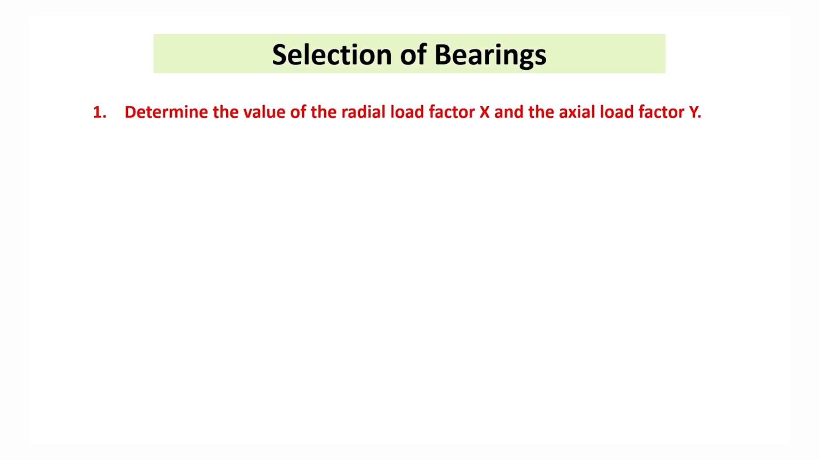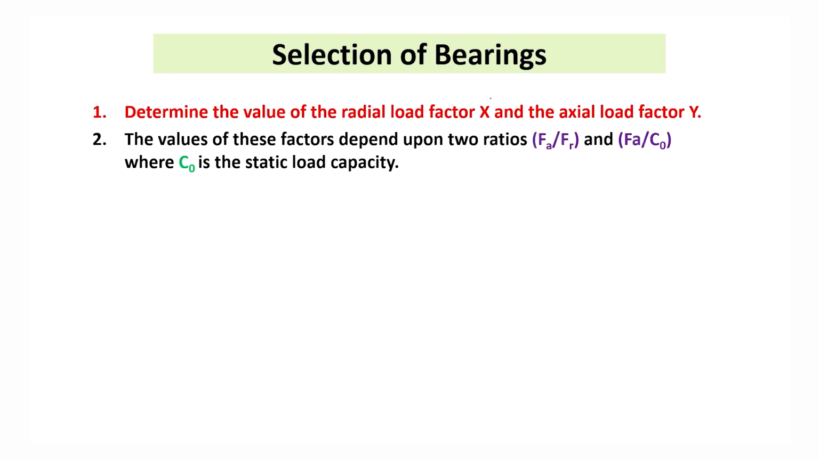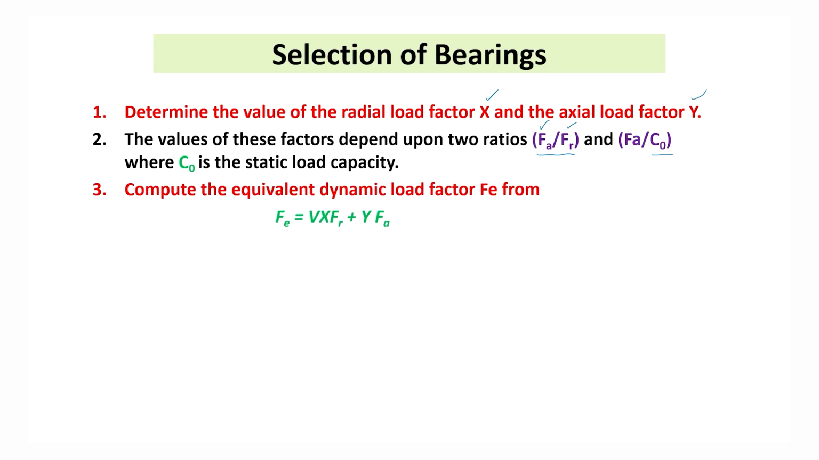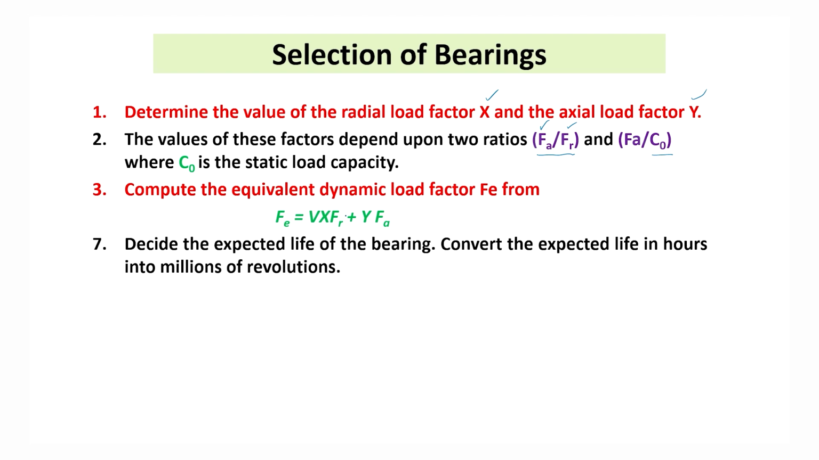Now, the selection methodology. Determine the value of the radial load factor X and the axial load factor Y. We will study what these X and Y are. The values of these factors depend upon two ratios: FA, the axial load on the bearing, upon FR, the radial load on the bearing, and FA upon C0, where C0 is the static load capacity of a particular bearing. Then compute the equivalent dynamic load FE from this equation, VXFR plus YFA.